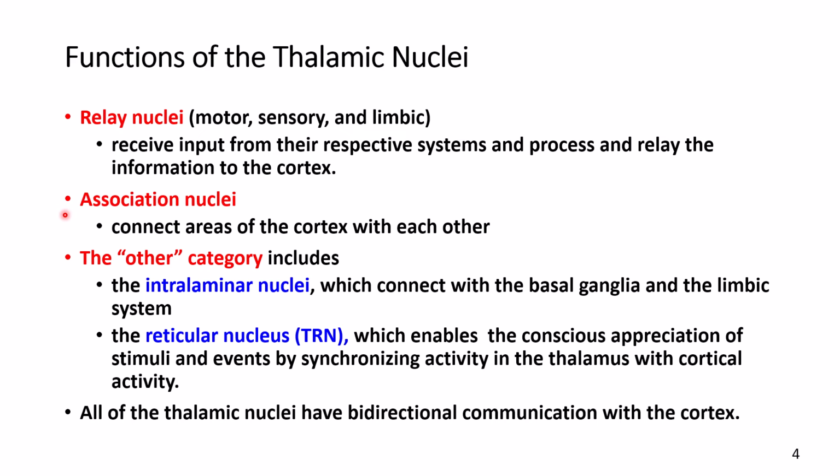Association nuclei are the dorsomedial and pulvinar, and they also have connection with the cortex of the brain bilaterally. Finally, the other category is made of two different types of nuclei. One is the intralaminar nuclei, which is the centromedial and parafascicular, and they are connected with the basal ganglia and the limbic system. The reticular thalamic nuclei are connected with the cortex of the brain very extensively, and they are very important for consciousness.